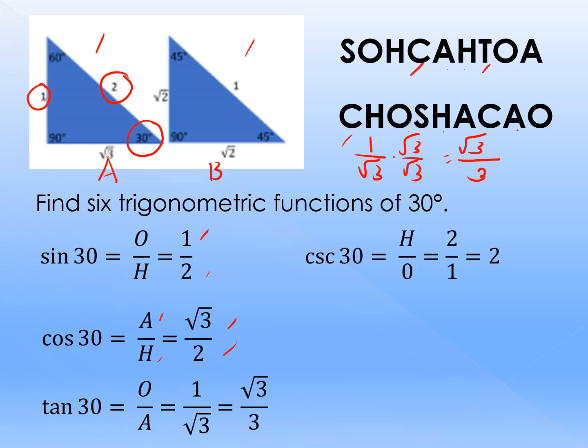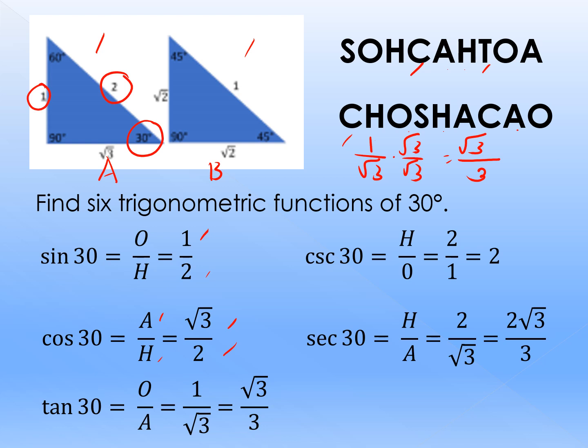Now, for cosecant 30 degrees, that's equal to hypotenuse over opposite. As you can see, it's just the reciprocal of sine 30 degrees. Why? Because cosecant is just the reciprocal of sine. Then secant is for cosine, and cotangent is for tangent. So now, instead of writing H, we're going to write 2, and instead of writing opposite, we're going to write 1. Simplifying 2 over 1 will become 2.